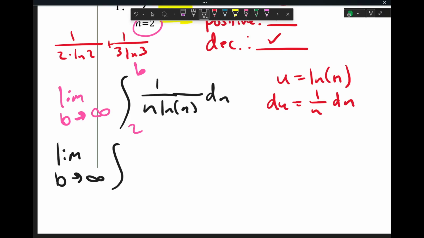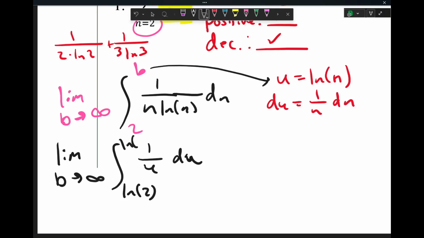So this would be 1 over u du. Don't forget to update your bounds. When n is 2, u is natural log of 2. When n is b, u would be natural log of b. So make sure you update those bounds when you do u substitution.